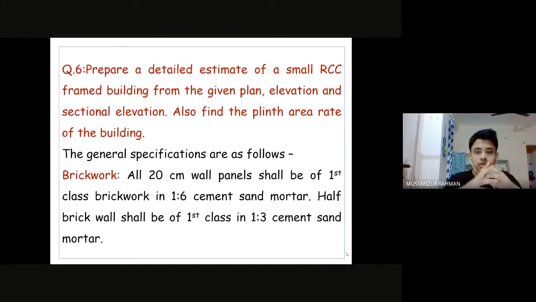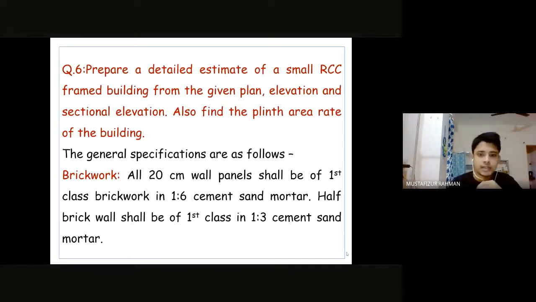Okay. So this is the next question. Here we have an RCC framed building. That means we will have the beams and columns. Now in this framed building, we have to do detailed estimation and the general specifications are given.